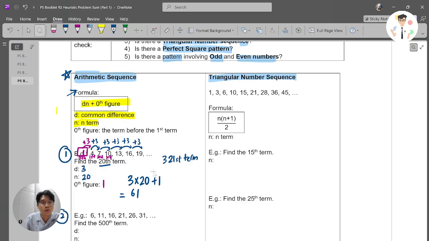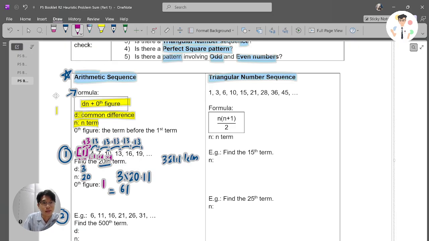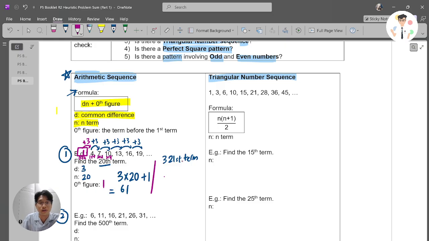What I would like to tell you is, in the 20th term, the number that you will see is 61. So far, so good. Again, in the 20th term, the number that you'll be seeing is 61. Now, how about if I want to find the 321st term? There will be d. D will be what? Still 3. What is the n? 321. What is the zero figure? Your zero figure is still 1.